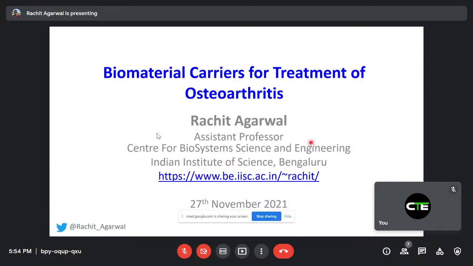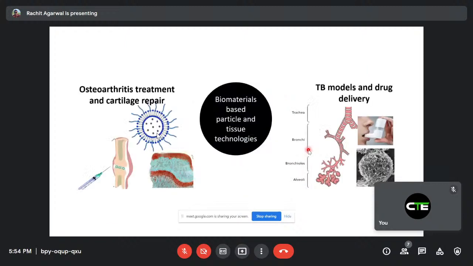I think I'll talk about something a little different than Professor Sandip was talking about. This time we are going to talk about biomaterial carriers for treatment of osteoarthritis. This is work that we have been doing for the past 4 years, and my lab essentially focuses on use of biomaterial-based particle and tissue technologies. Currently in the lab, we are looking at 2 major diseases. One is osteoarthritis and another is TB, tuberculosis.